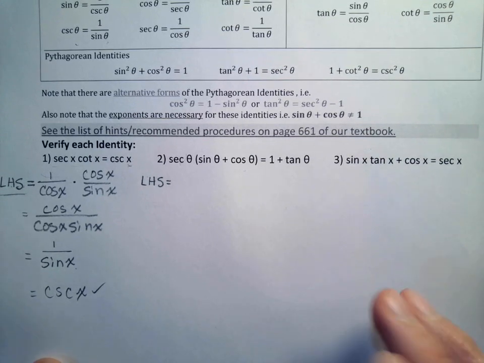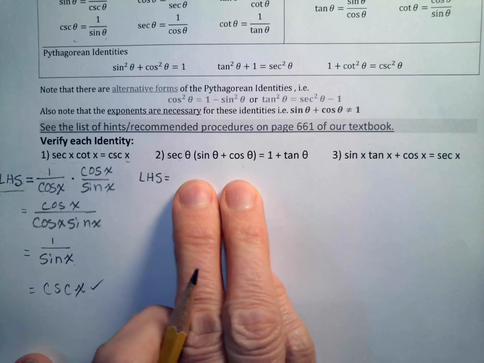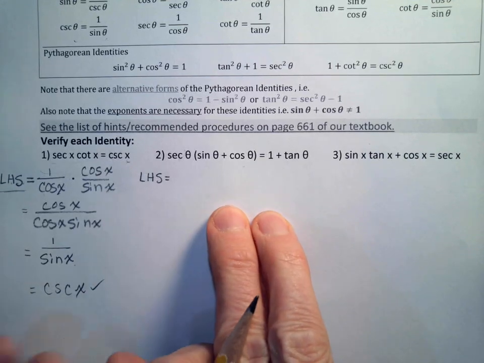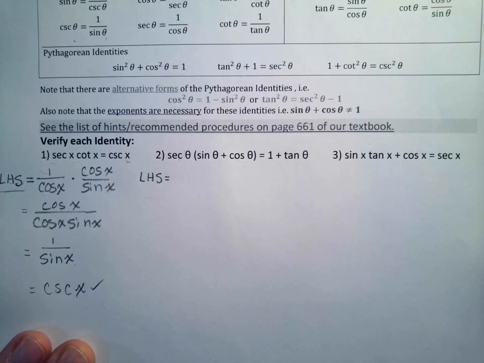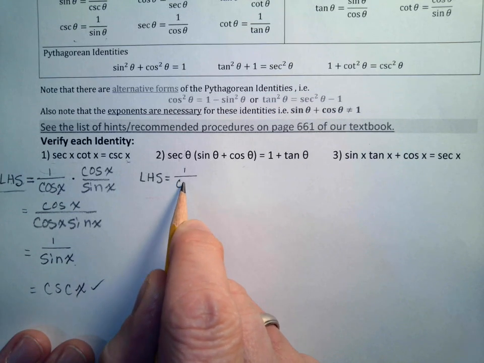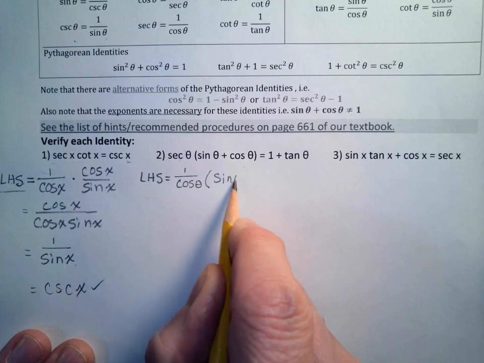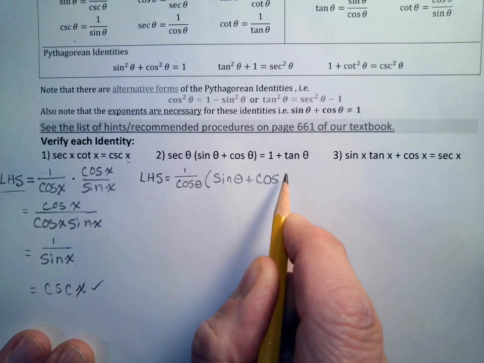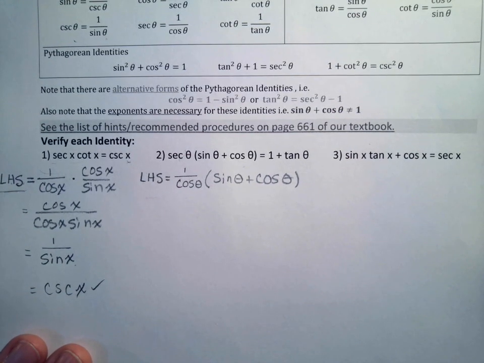More than one way to do it too. Just because I did it a different way than you did does not necessarily mean it's wrong. So long as you're not violating any rules, you're not making stuff up, so long as you get to this other side at the end, you're good. Okay, so this time I think I'm going to rewrite secant using 1 over cosine theta, so that's 1 over cosine theta times sine theta plus cosine theta. So turning everything into sines and cosines is sometimes a good approach.